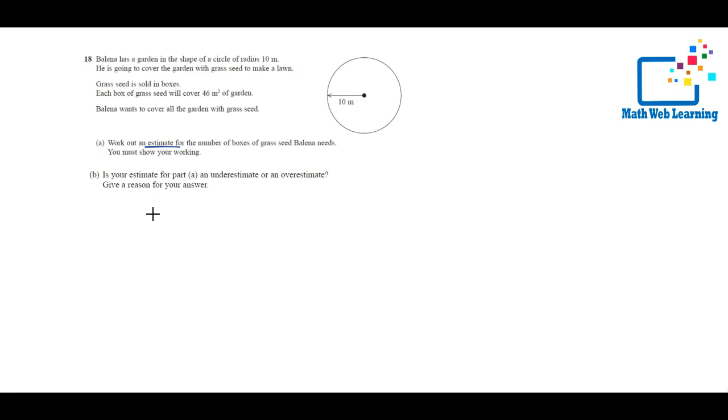So let's do the area of the circle. What is the area? Right, it is pi r squared. And that is 3.14 times 10 squared. Therefore, if I was rounding it, I would round this one to 3, and that one is 100. So basically the answer is 300. That is the area of the garden, meters squared. Now it says here the box of grass seed will cover 46.